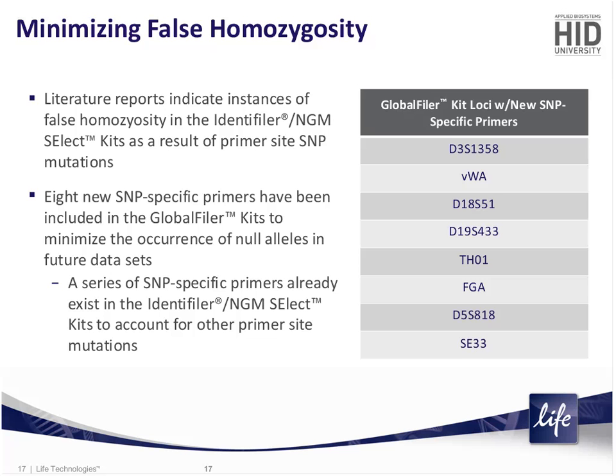The table on the right-hand side of your screen shows the loci for which we have introduced those new primers. And actually some of these loci, for example vWA, already have SNP-specific primers included since the early days of those primer developments based on mutations that were known at the time. These new primers are in addition to those and will help to accommodate the mutations that have been reported since our primer sequences were originally developed.